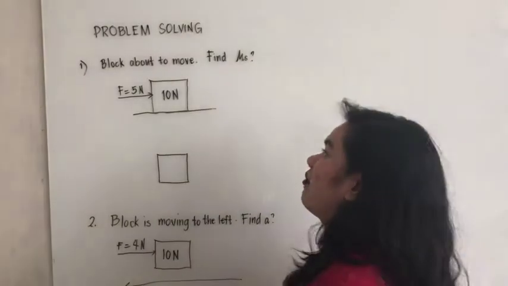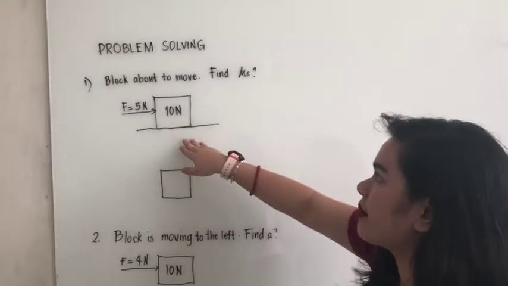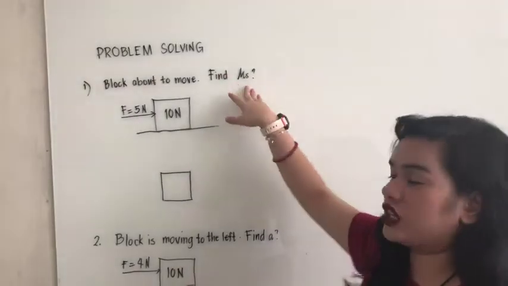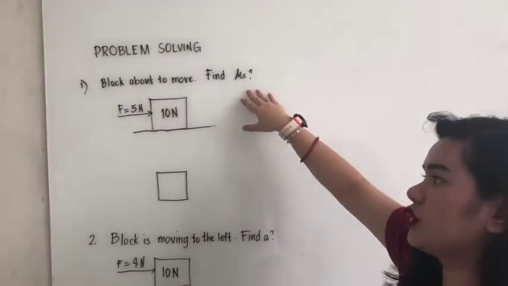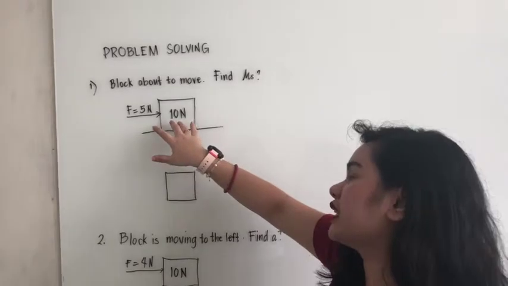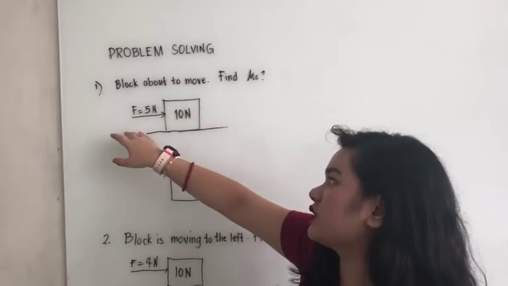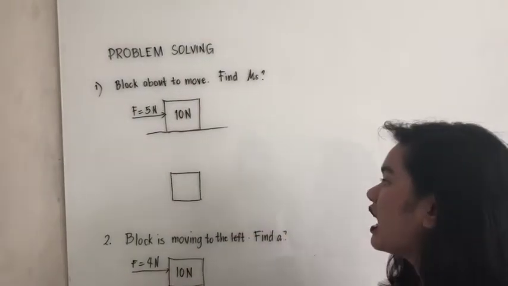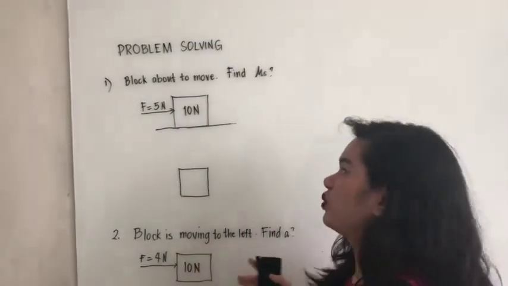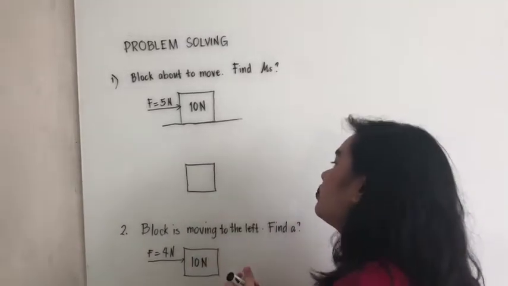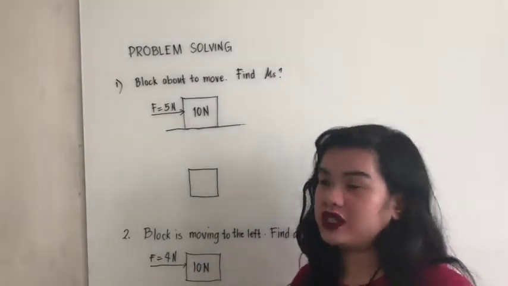In our first example, we have a block that is about to move, and we are going to find the coefficient of friction, otherwise known as mu of s. In our given, we have the weight as 10 Newtons and the force going to the right, which is 5 Newtons. As we said before, we have to isolate the box itself, and we will write the external forces given.